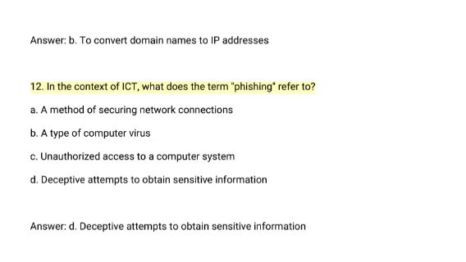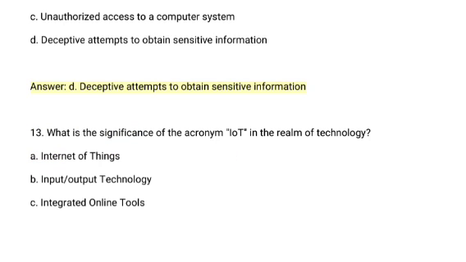A. A method of securing network connections. B. A type of computer virus. C. Unauthorized access to a computer system. D. Deceptive attempts to obtain sensitive information. Answer. D. Deceptive attempts to obtain sensitive information.